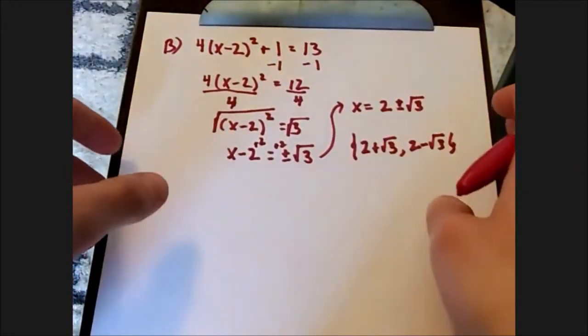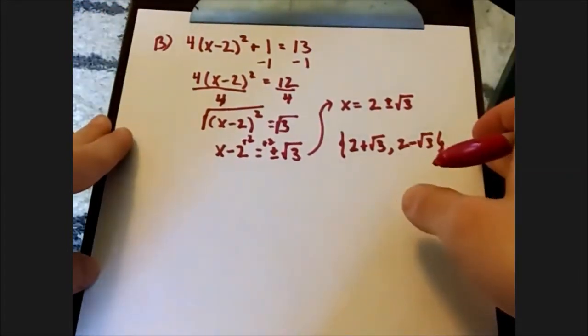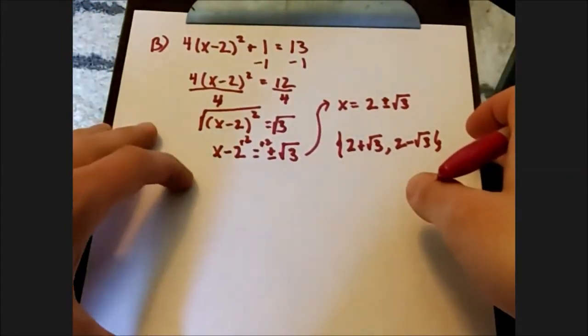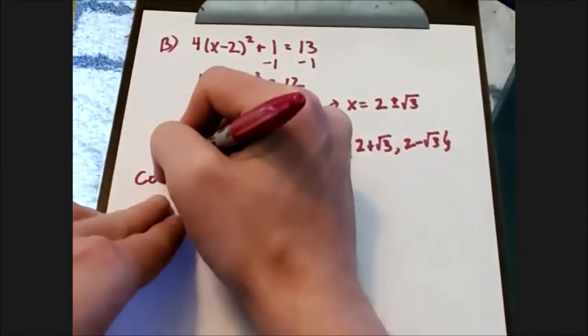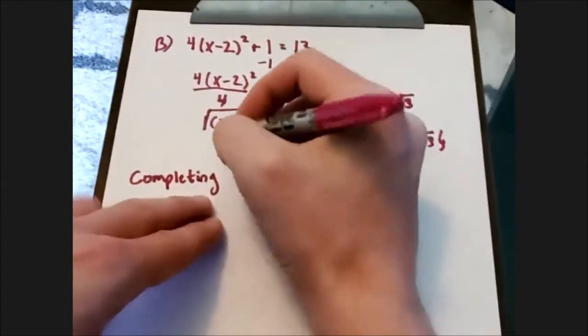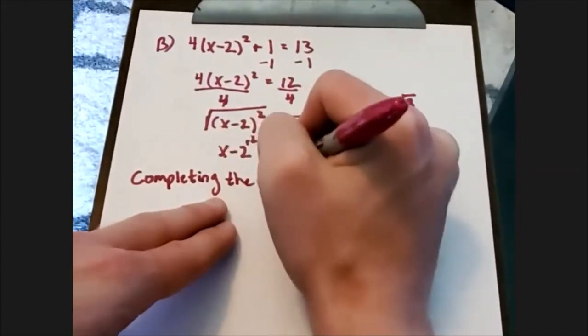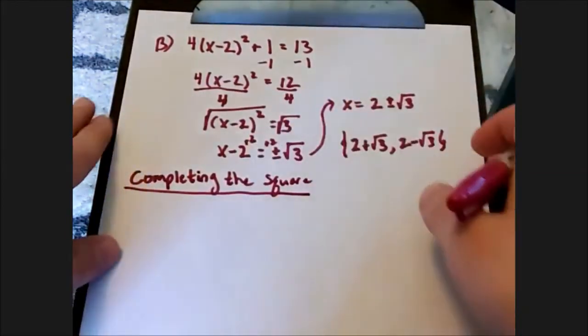All right, so that's 2 of the several methods we have to solve quadratic equations. Let's look at a third one, which is called completing the square.